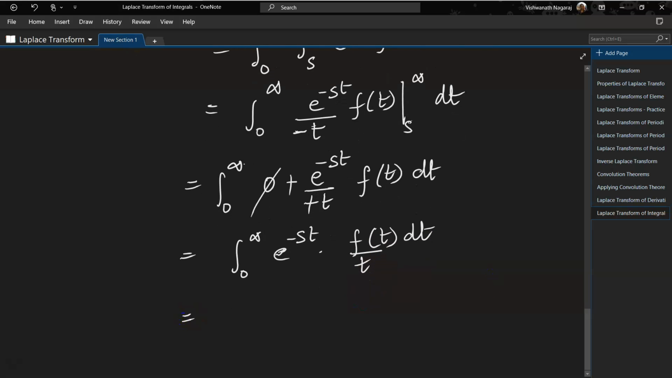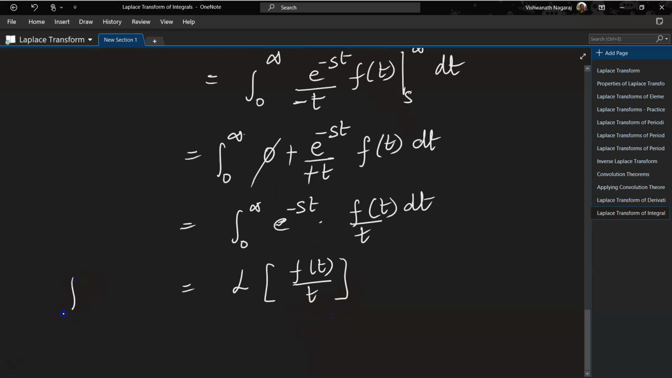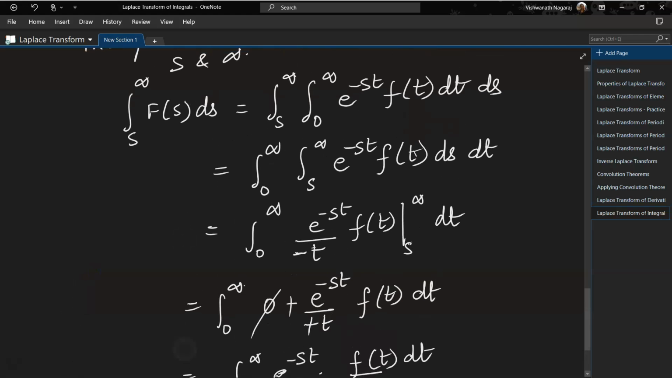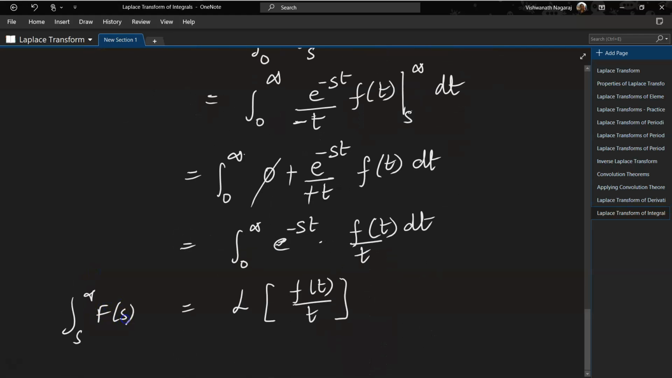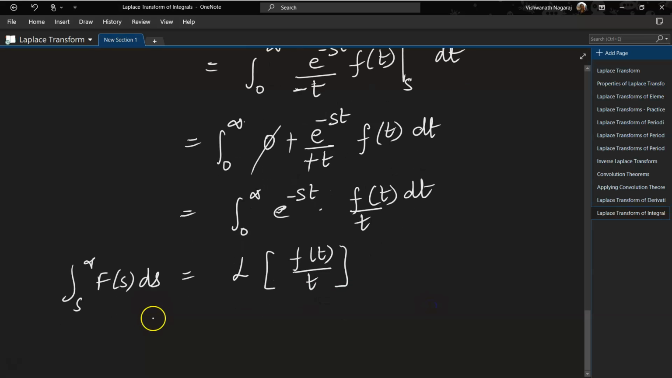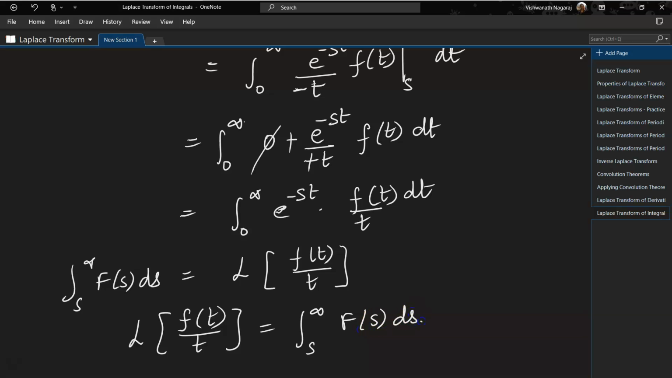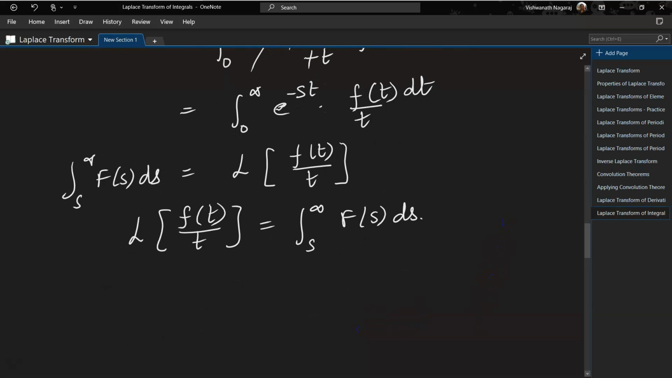Now what is this? This is nothing but the Laplace transform. So Laplace transform of f of t by t. And remember, here we have s to infinity of f of s ds. Or in other words, we can say Laplace of f of t by t is equal to the integral s to infinity of f of s ds. Okay? So that is the second theorem.